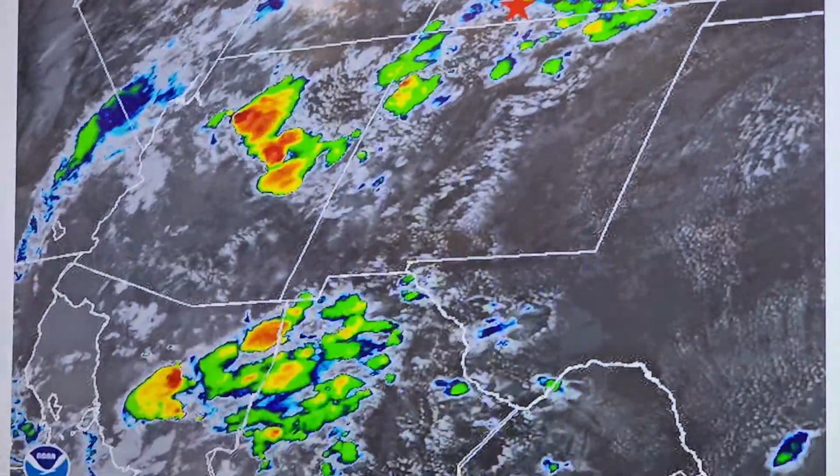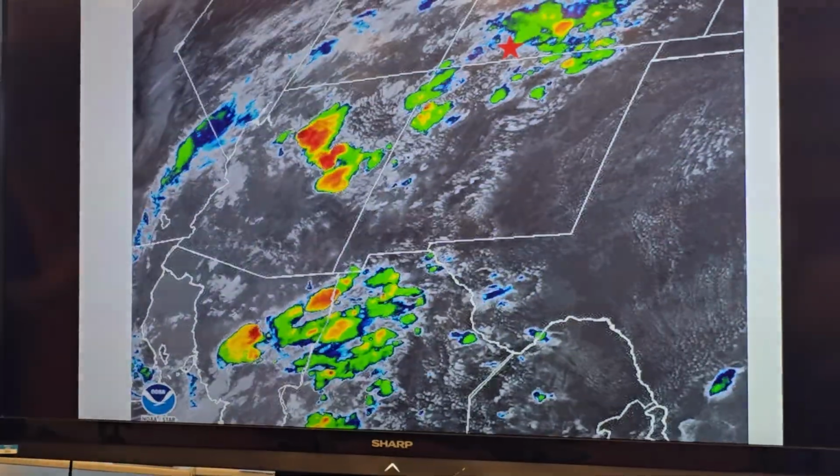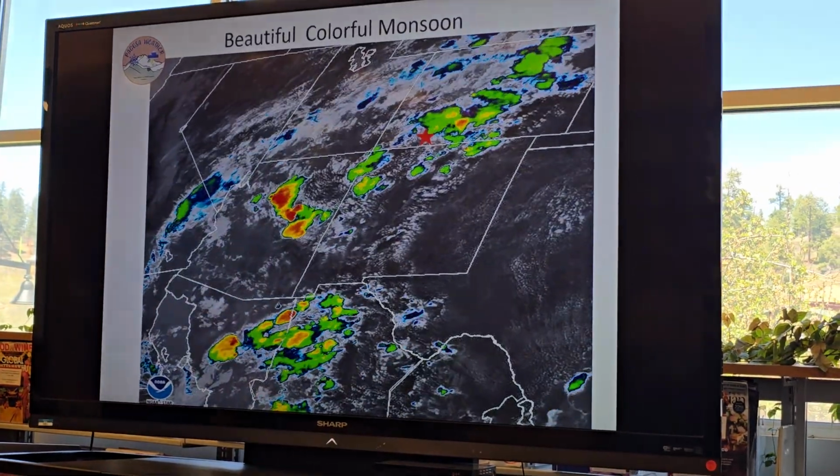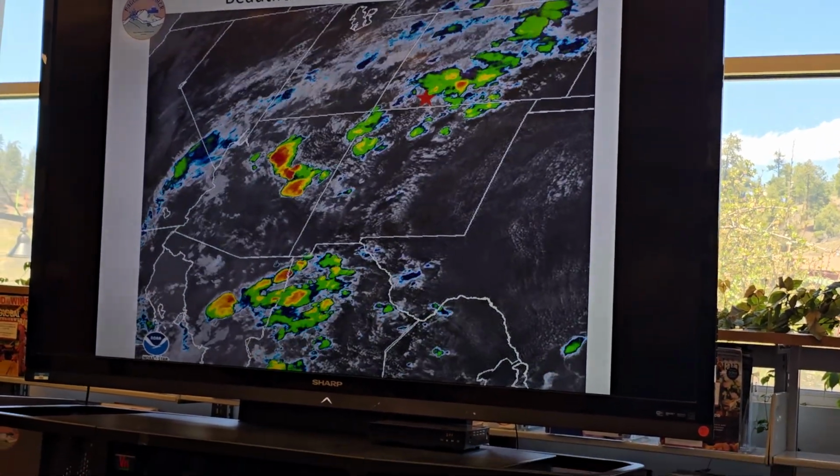Okay, so the next thing we're going to talk about is this summer. What things can we look at to forecast how weak or how strong the monsoon is going to be for this summer?